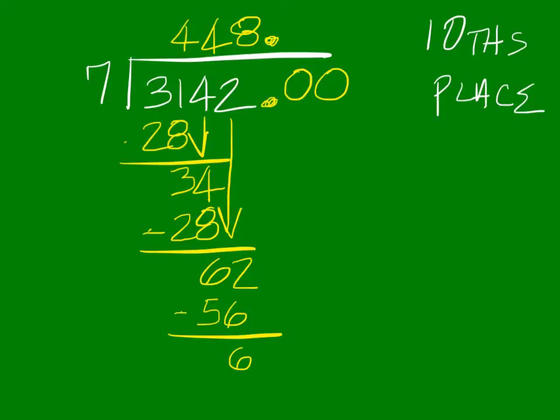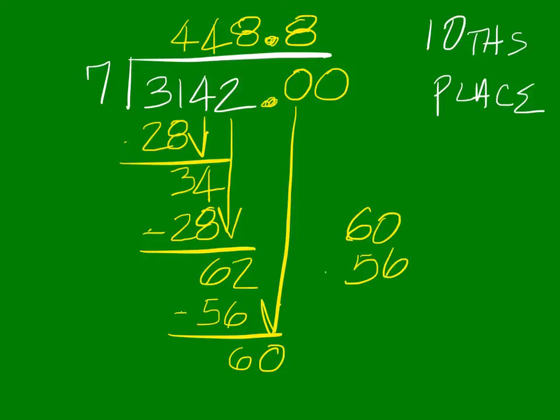Now what should I do? Bring a 0 down. How many times will 7 go into 60? 5 times is 35. That's it, multiplication term. 8 times. So I have to move over to here. 8 times would be 56, and when I subtract, I have 4 left over.